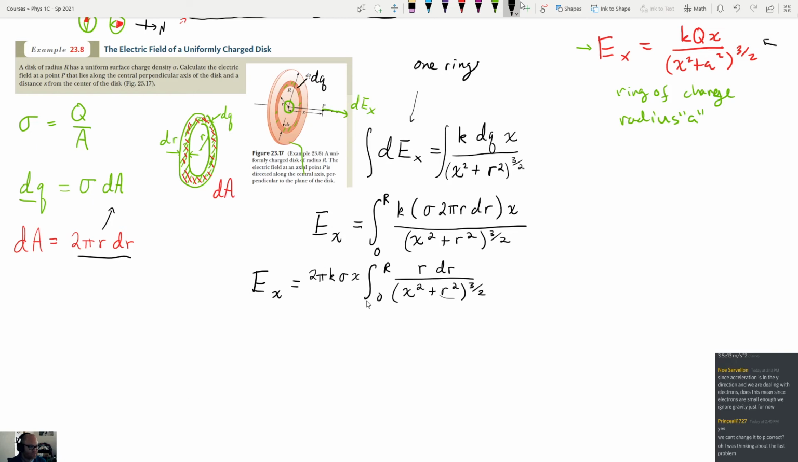How would you all solve this? You could do u equals x squared plus r squared, and then that is just the numerator or the derivative. Yep. Then du would be equal to 2r dr. And the denominator becomes u to the negative 3/2.